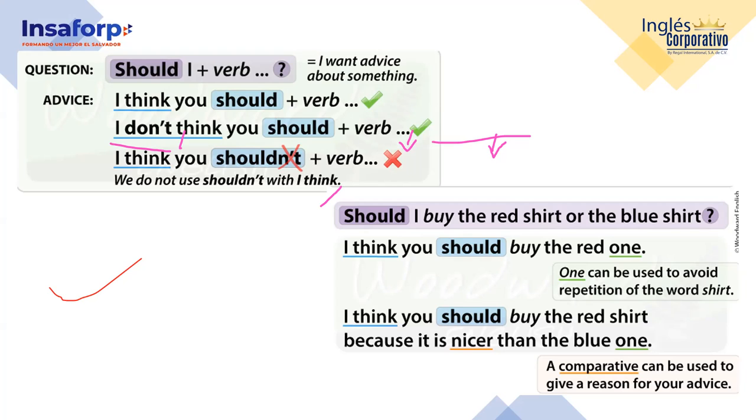But si yo quiero comenzar using I think in the negative form, la negación, mejor se la vamos a poner a I don't think, en lugar de ponérselo a shouldn't. I'm going to say, I don't think you should go to the conference. I think you should. I don't think you should go to the conference. The negative part is in I don't think. No va a ir en shouldn't. Por ejemplo, I think you shouldn't go to the conference. Entre esta y esta, this is the best option, okay? The correct option.